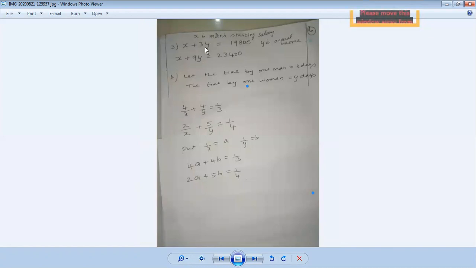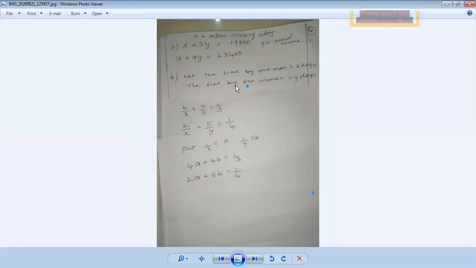In the first question, X is the man's starting salary and Y is the annual income. The man's starting salary is given and the income is given. So X is the man's starting salary and Y is the annual income. Go through the sum and write the equations. X plus 3Y equal to 19,800. Similarly, X plus 9Y equal to 23,400.